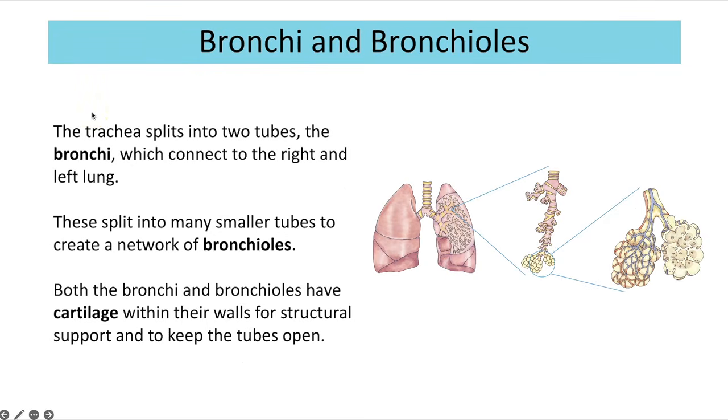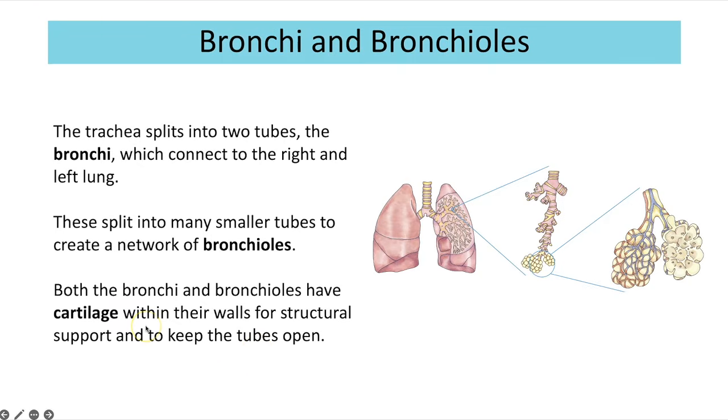Next, in the bronchi and the bronchioles, the trachea splits into two tubes, the bronchi, so you have a left and a right one, and that leads to the left lung and the right lung. And those bronchi split into the bronchioles, which are these smaller tubes. And both the bronchi and the bronchioles have cartilage within their walls for structural support to keep the tubes open.